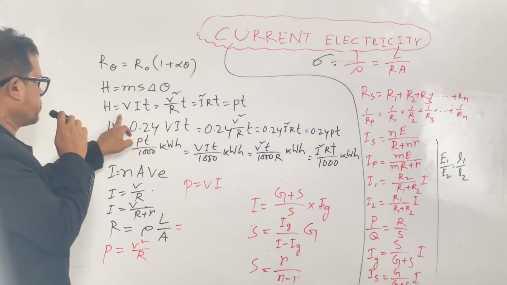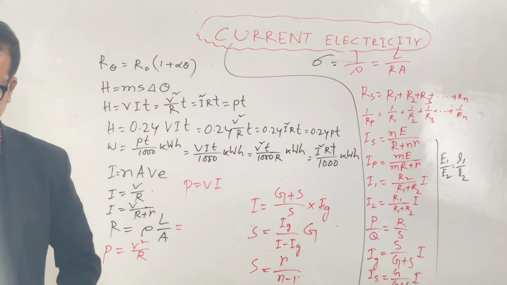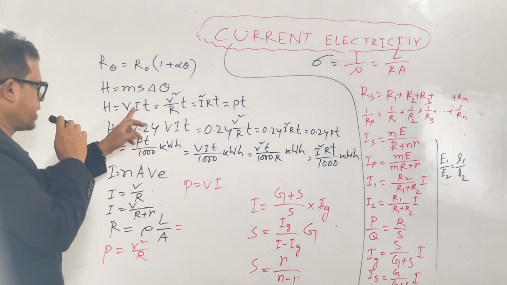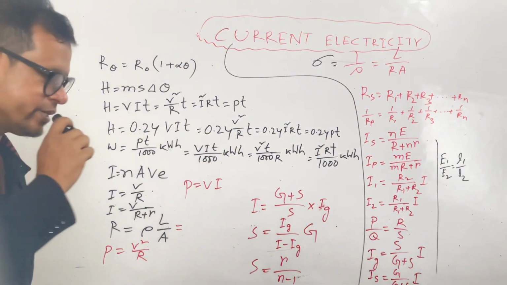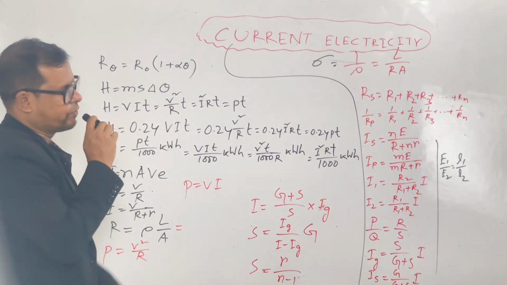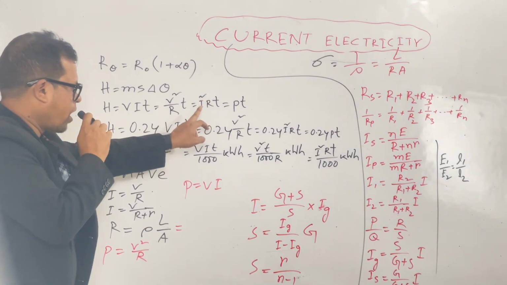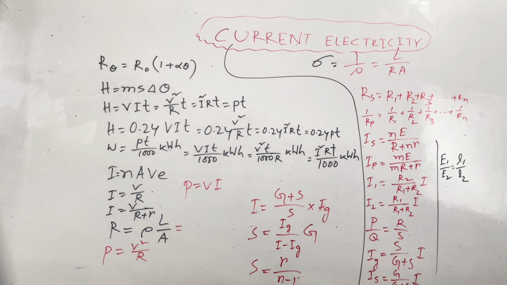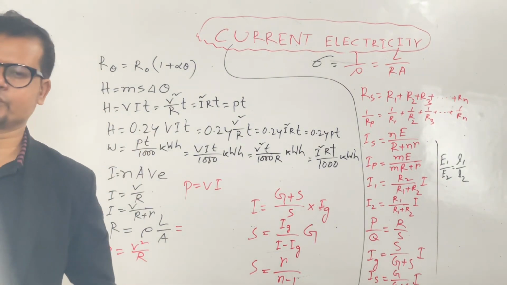Okay, and heat equal to VIT. Here T is time, I is current, V is voltage. That means if you know the time of passing current I and voltage V, then you can find out the heat equal to VIT. Either you can write V square over R times T, moreover you can write I square RT, even though you can write PT. P here is power, T is time.